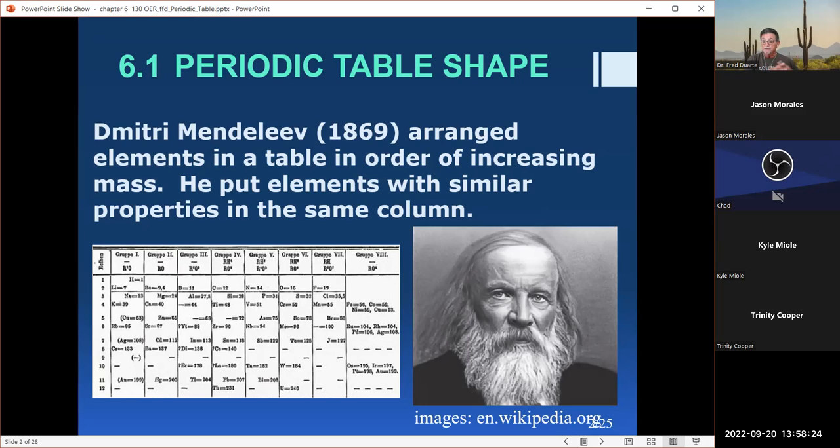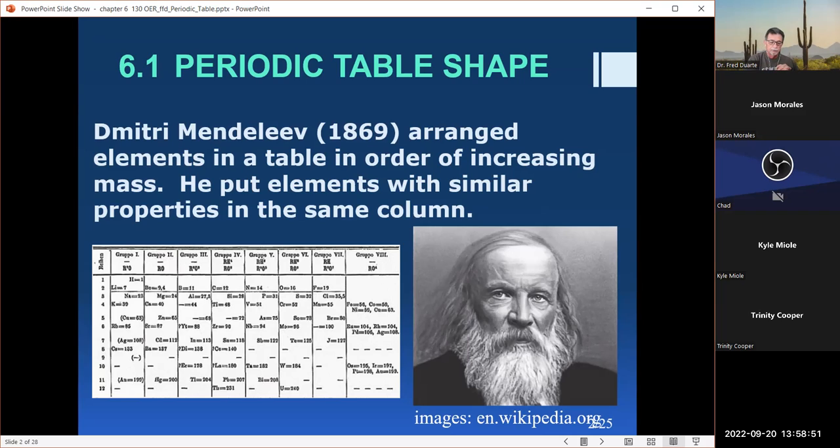Keep in mind, this is 1869, way before the model we have now, way before the model of having valence electrons and putting them in the same column, because those elements had similar reactivity. We now know that's because they have a similar number of valence electrons.